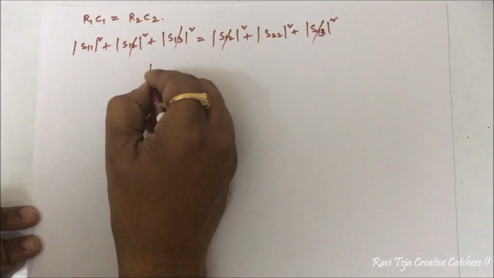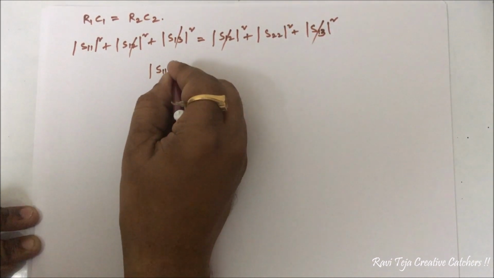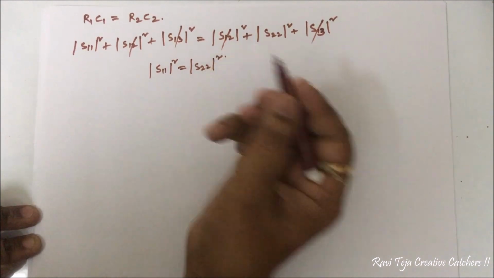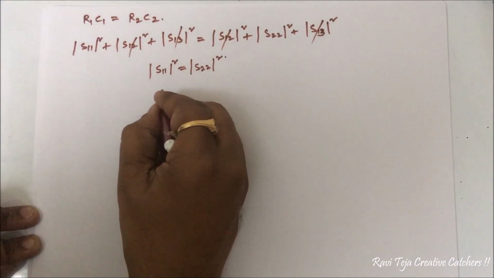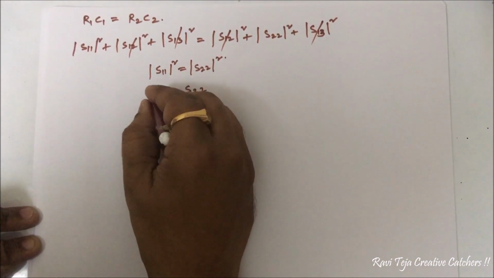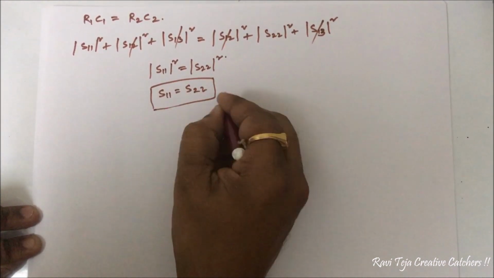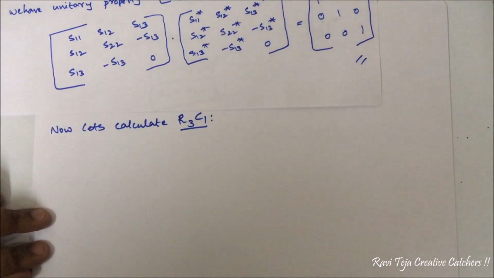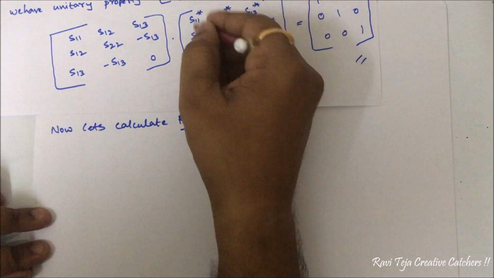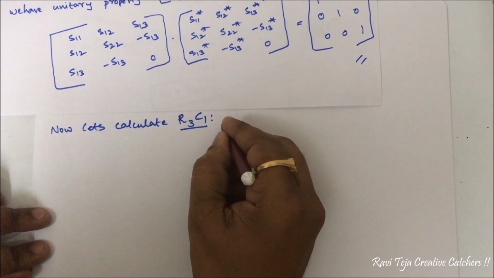So, S12 and S13 are struck off. So, what is left is |S11|² = |S22|², which can be written as S11 = S22. After equating R1C1 and R2C2, we need to calculate R3 and C1. Now, let us calculate R3 and C1.